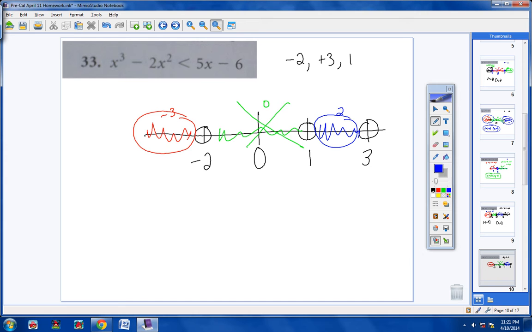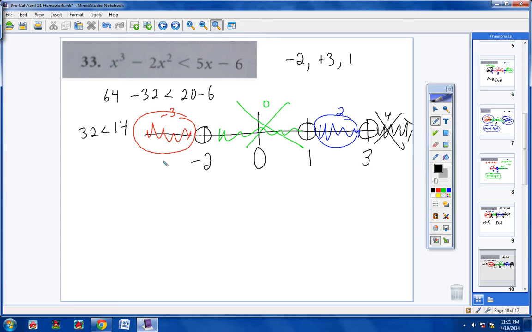And then lastly, we're going to test the number 4 for this region right over here, this section, and 4 to the third power is 64. And then 4 times 4 is 16 times a -2 is a -32, less than 20 minus 6. And that's just not true. You're going to get 32 is less than 14, and 32 is not less than 14. So this section over here does not work.